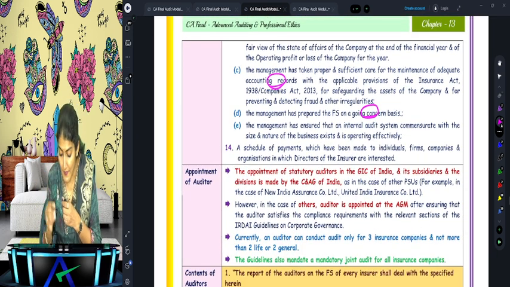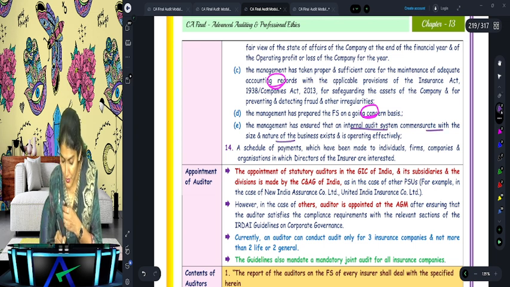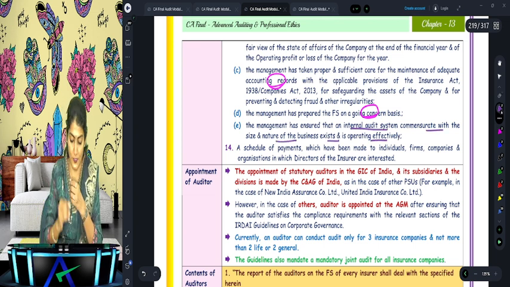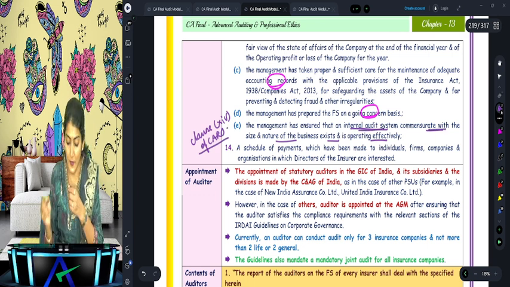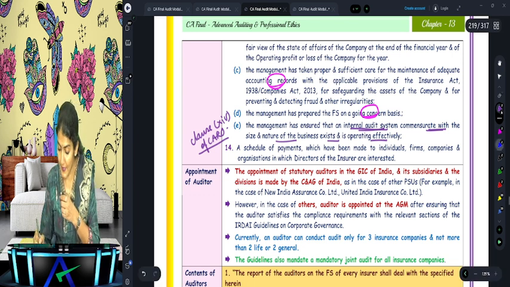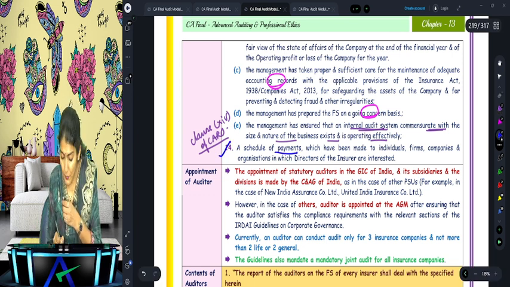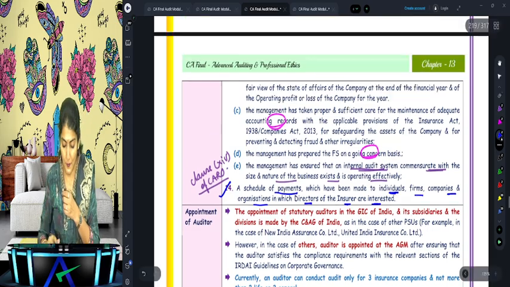The management has ensured that an internal audit system commensurate with the size and nature of the business exists and it operates effectively. So this is corresponding to my clause 14 of para 3 of CARO 2020. And a company has an internal audit system which is commensurate with the size and nature of its business. And what is the last point in the contents of the management report? A schedule of the payment which has been made to individual firm companies and organizations in which the directors of the insurer are interested. Right, the schedule of the payments being made to them.